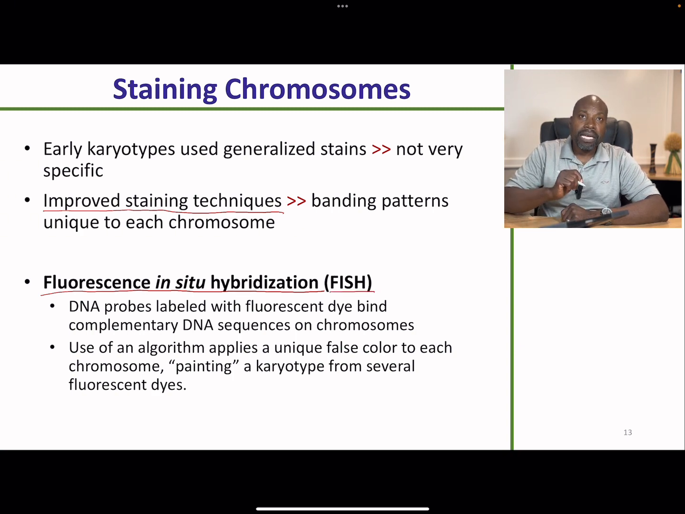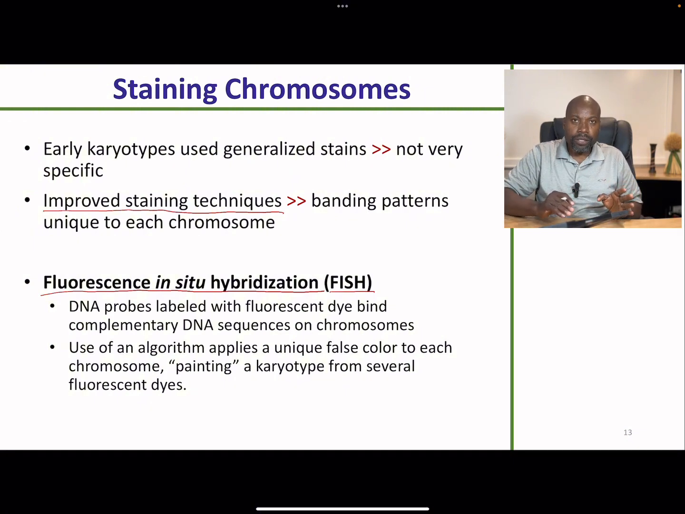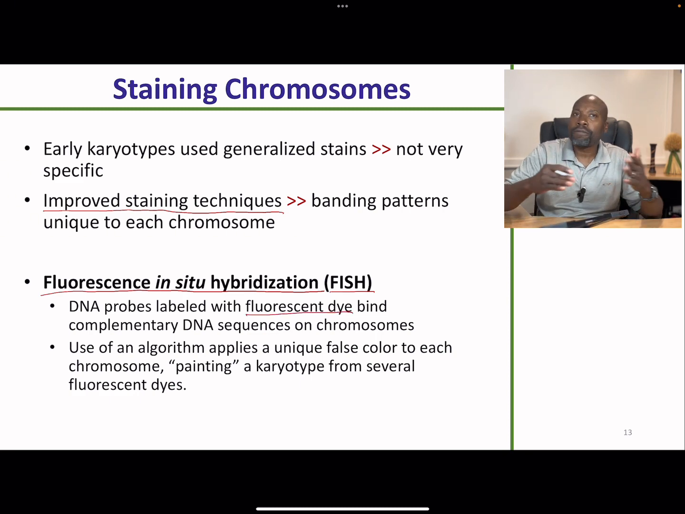This FISH, it's actually a technique by which you obtain a probe of DNA. That DNA probe is going to be labeled with a fluorescent dye. And you can use different kinds of fluorescent dye. They can be green, they can be blue, they can be red, they can be different colors. That makes it really, really tremendously good, because you can follow multiple genes at the same time, right?